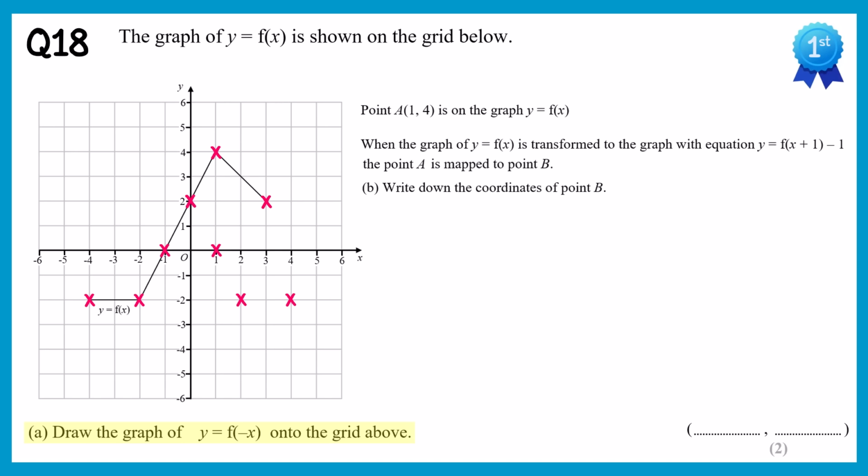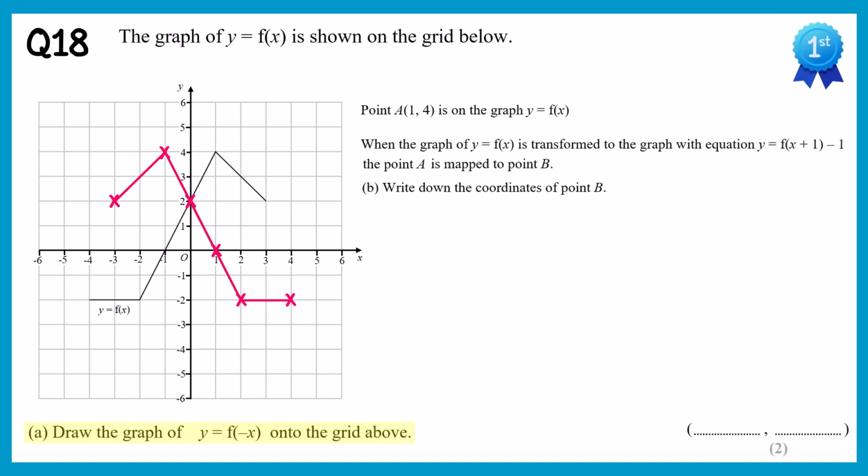Then we come to the next point, which is to the right of the y-axis, but 1 square, so we go 1 square left past the y-axis. And the final point is 3 squares away, so we go 3 squares past. If you now join each of these points up, you'll end up with the graph of f of negative x.